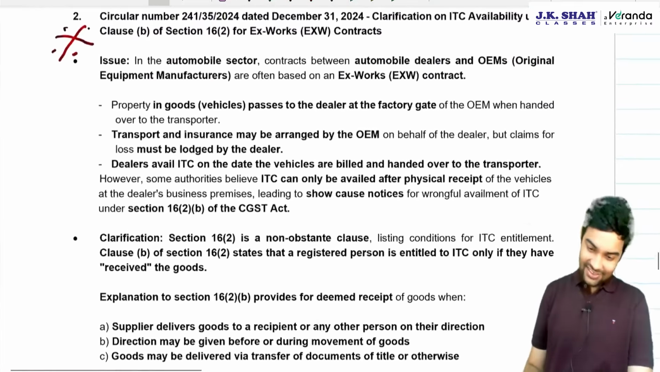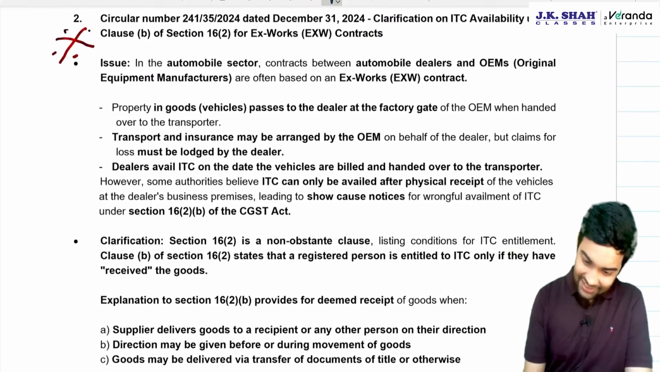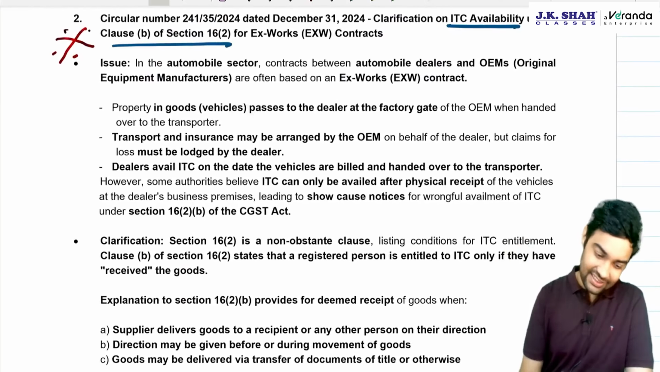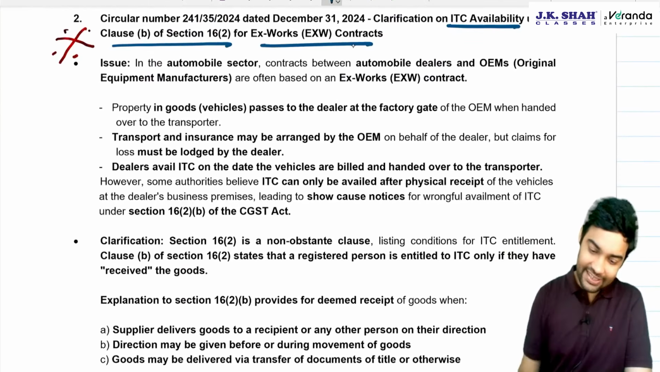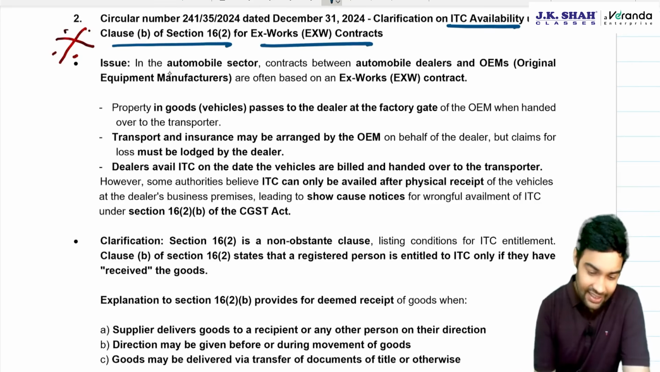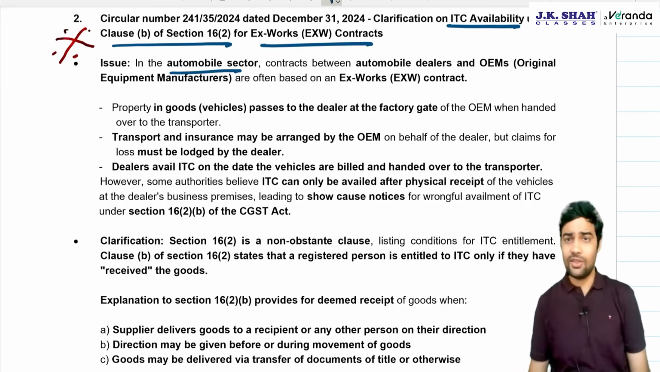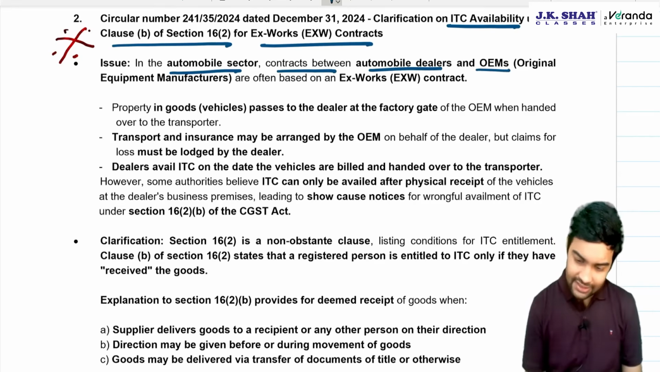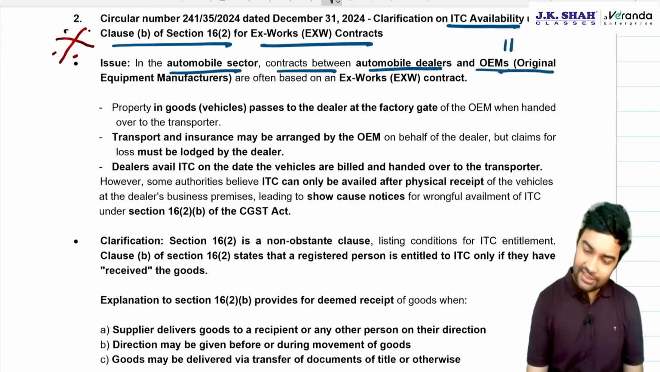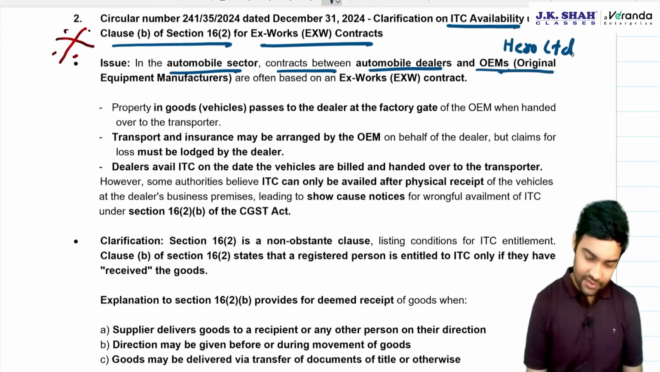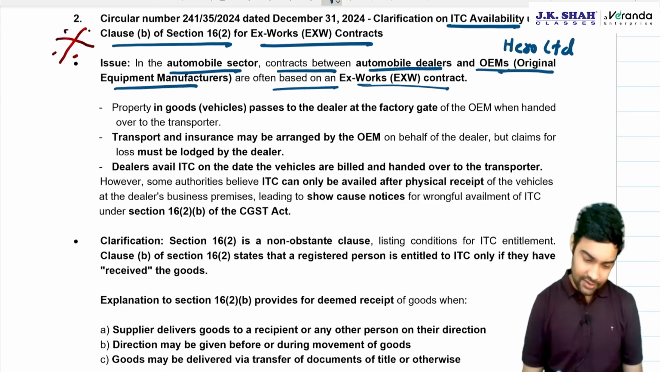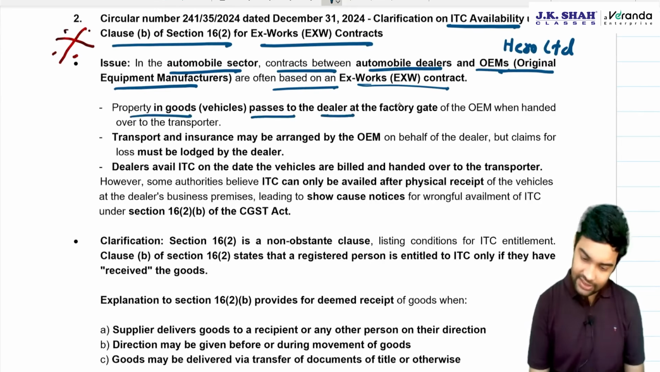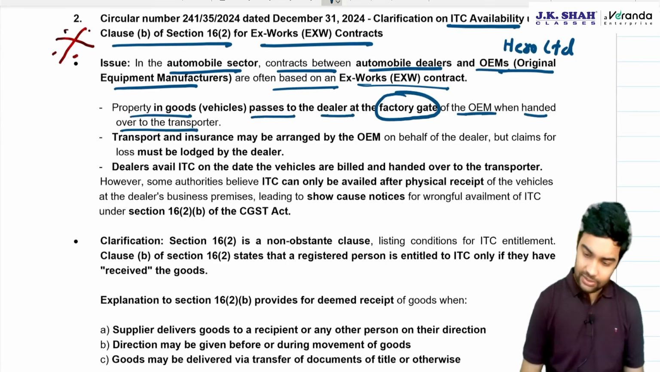Now let's have a look. Clarification on ITC availability under 16(2)(b) for ex-works contracts in the automobile industry. Though the circular is for automobile industry, it will apply throughout. Contracts between automobile dealers and OEMs, OEM in our example was Hero Limited, are often based on ex-works. Property in goods passes to the dealer at the factory gate of the OEM when handed over to the transport. OEM was Hero Limited.